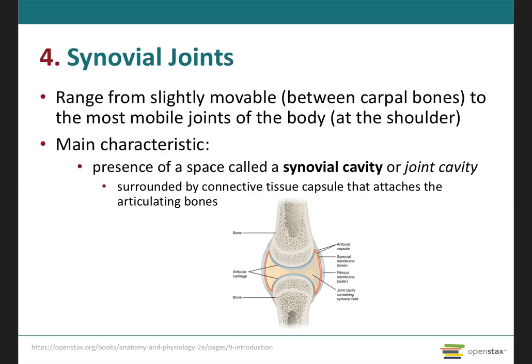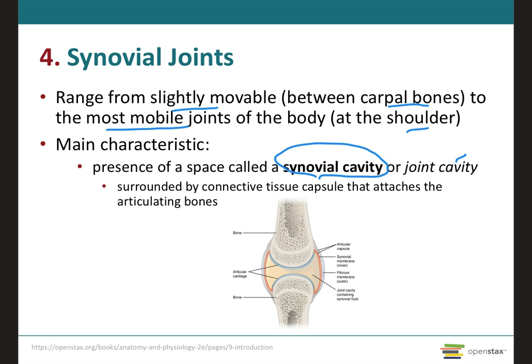The main structure that differentiates the synovial joint from the other joints is the presence of this space between the bones that is called the synovial cavity, or also the joint cavity. None of the other joints have a space between them. This space is important because it will allow this type of joint to be more movable than the other joints in the body. In fact, the synovial joints between the carpal bones have very limited movement, but the shoulder joint can move more freely in all directions.